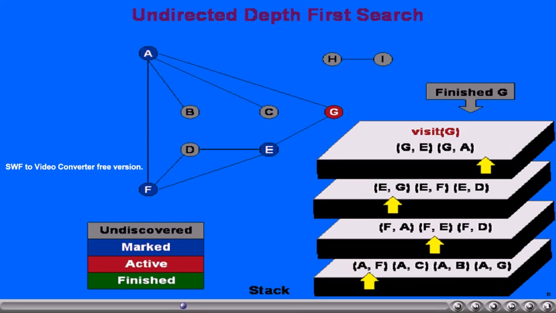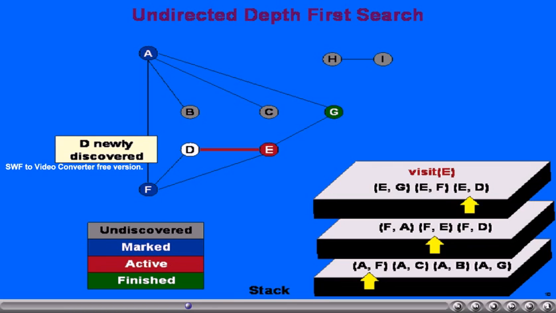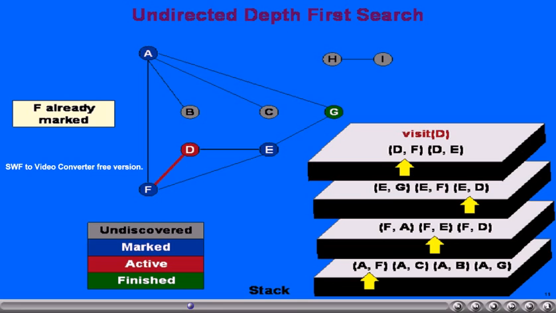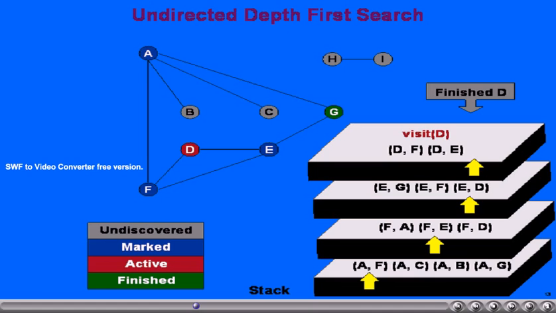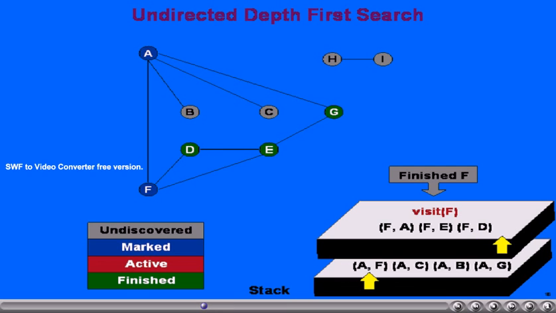Now, G is made as finished. Function call returns back. D becomes newly discovered node. Now, the function call will be done with D. However, its neighbors are already in marked state. Now, D is made as finished. Again, function call returns back. F is marked as finished.